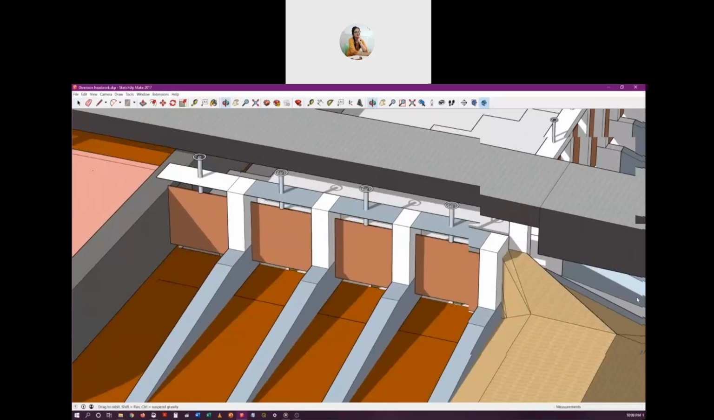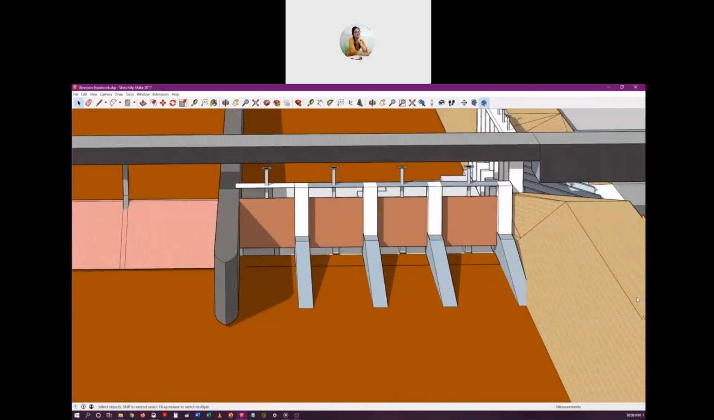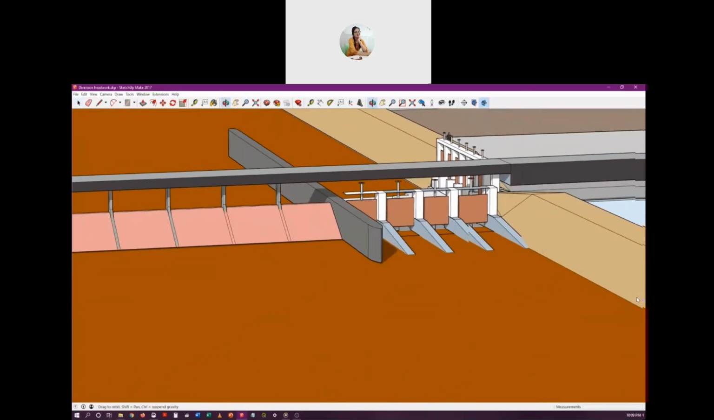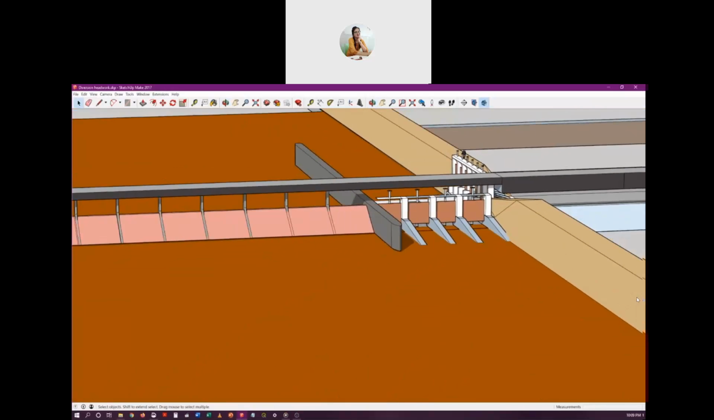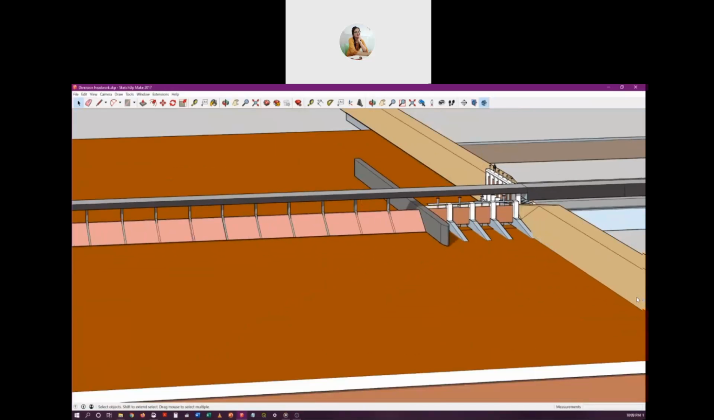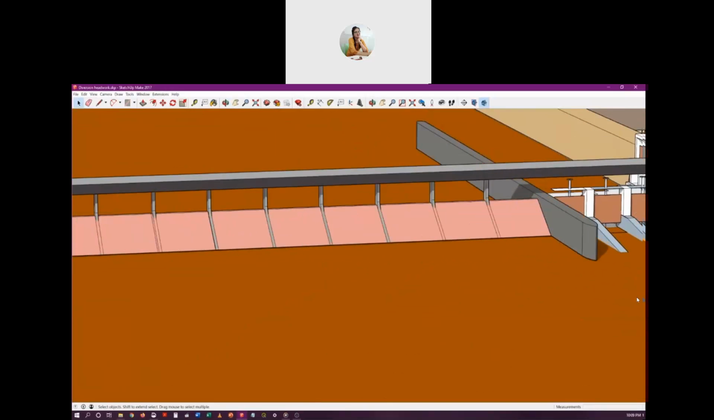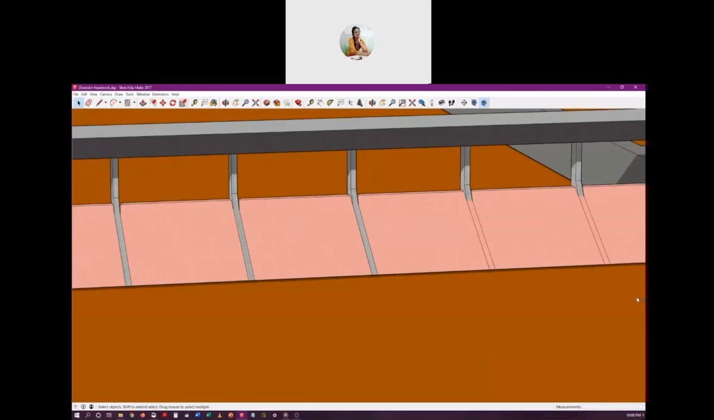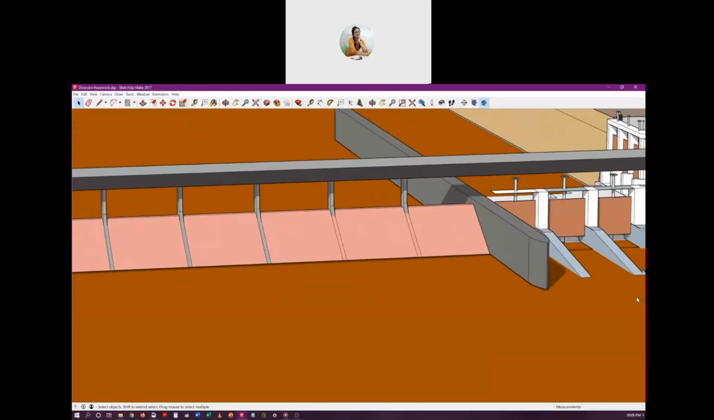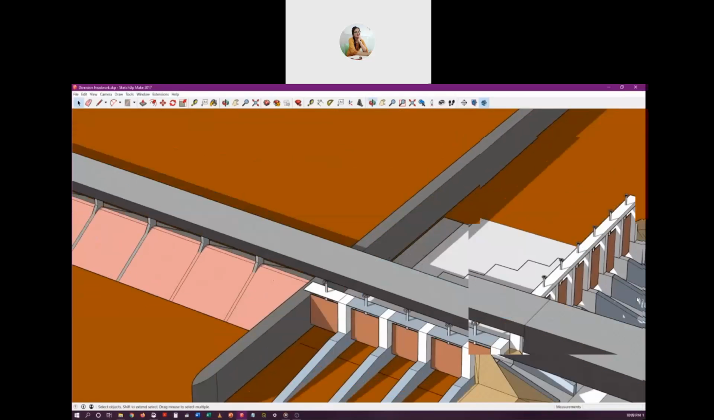the number of these gates or the size of these gates will depend on the highest amount of flood that needs to be released when that flood comes. So here I've only shown 4 gates, but if the highest flood is of very large magnitude, then maybe we would have to provide some more gates here so that when flood comes, we have a larger discharge capacity so that the upstream is not flooded.